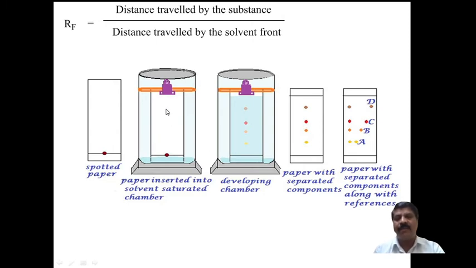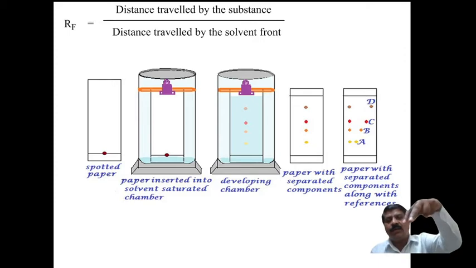Then there will be a chamber, in which you have to take a little bit of solvent, up to here, the dark green. The paper you have to place such that the clip holds it, and it should not be bent, because of the wetting, bending will take place.